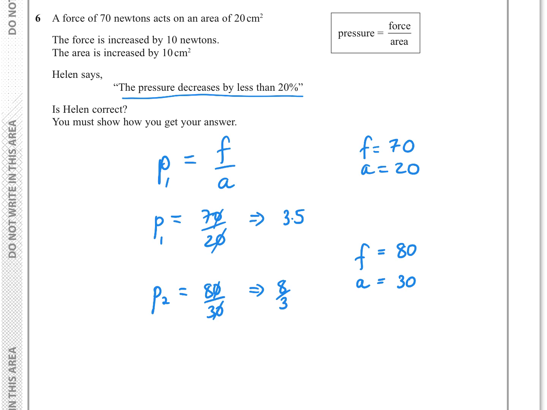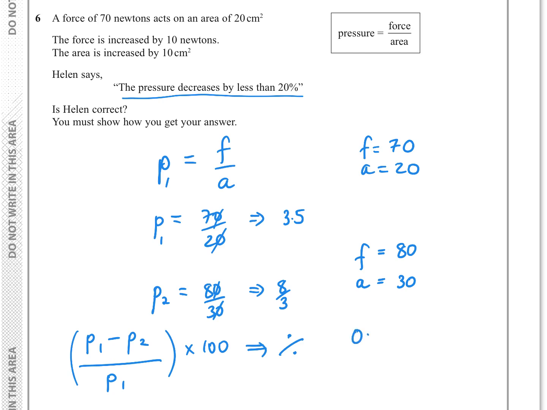Is Helen correct? Well, I think what I would do is use my calculator to do P1 minus P2, compare it to where I started, which was P1, and then just times by 100 to get a percentage. And if that's negative or positive, it doesn't matter because I'm just looking for the net change. So I'm going to put in the numbers here. I'm going to do 3.5 minus 8/3, which is just 8 divided by 3.